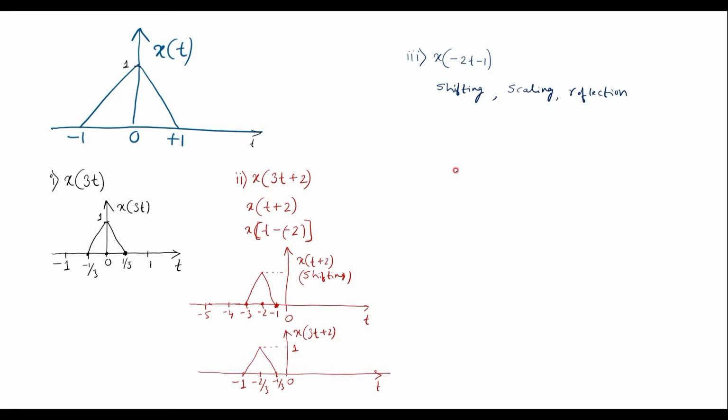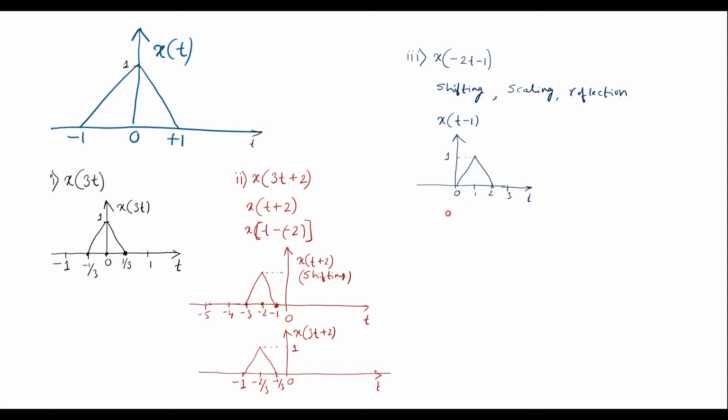So let's perform the shifting operation first, that is x of t minus 1. So x of t minus 1 is the same as x of t shifted by 1 unit towards right. I'll draw the waveform here. So this minus 1 point will appear at 0, the 0th point will be shifted to plus 1, and the plus 1 point will be shifted to plus 2. So the signal appears in between 0 and 2. This is x of t minus 1.